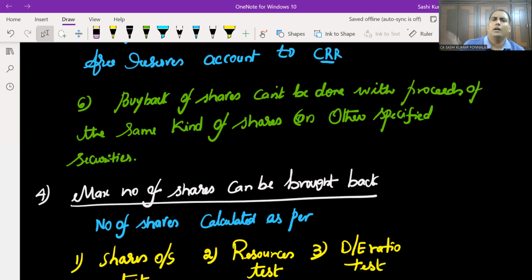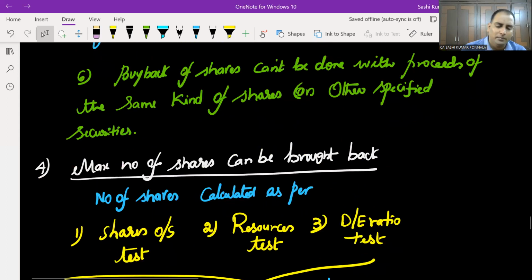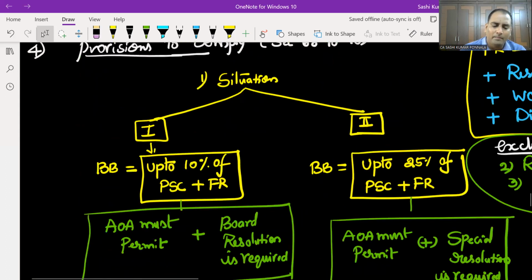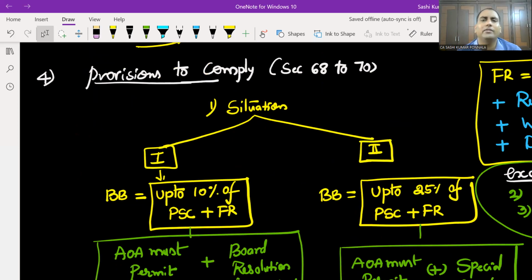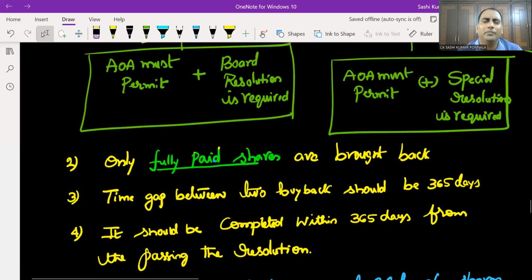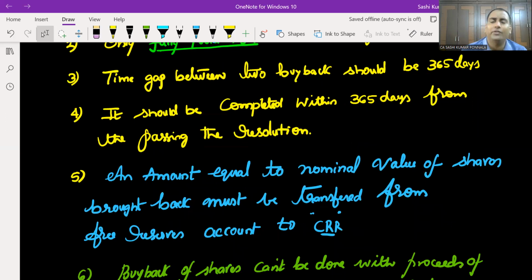You can use 100 rupees face value securities or 5 rupees face value securities, but you should not use 10 rupees face value securities to repurchase the same class. So this is about the provisions of the Companies Act applicable to buyback. It starts with sections 68 to 70, but a few provisions are not relevant for us because they are only procedural and relating to compliance.